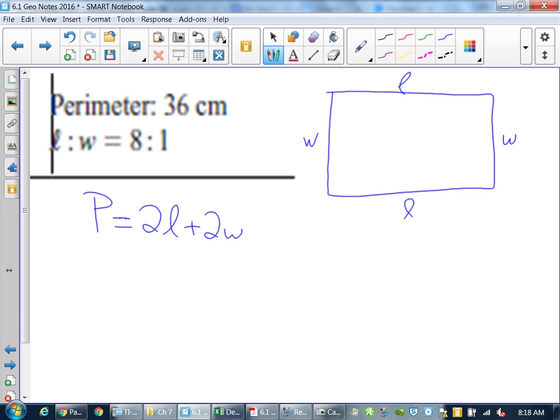So how do you think you're going to set that up with the perimeter? So you're going to do 2 times 8 equals 2 times 1? So you're saying 2 times the length should equal 2 times the width? No, you've got to add them. 16 equals 2? Think about that. Okay, 16 equals 2.